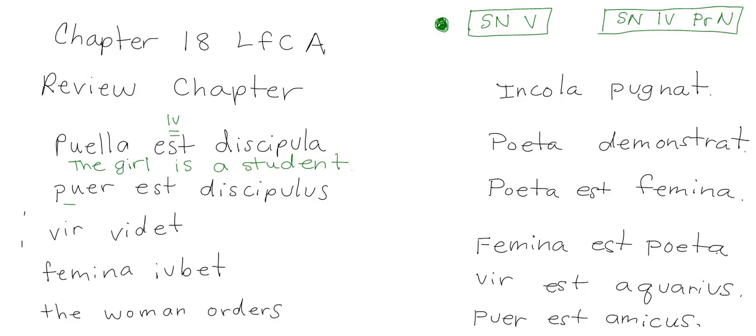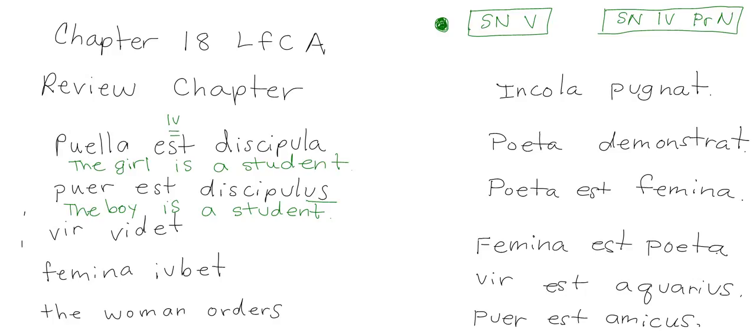Puer, the boy, there's est again, is a discipulus. That is the masculine form to match with boy for a student. In English, we just say student. The girl is a student, the boy is a student. But in Latin, we say the girl is a student, and that's the feminine form of student. And we say the boy is a student, the masculine form of student.